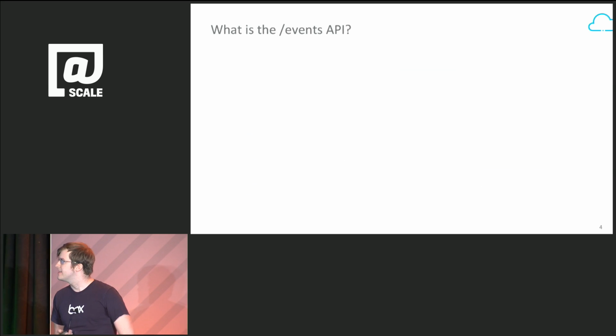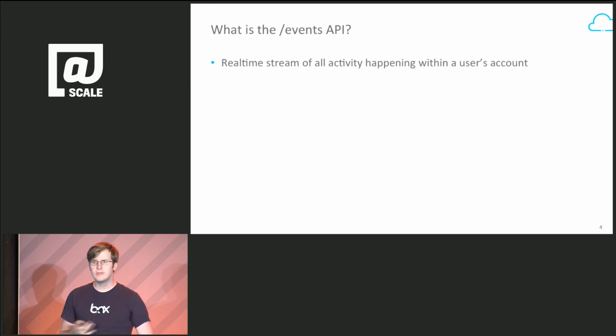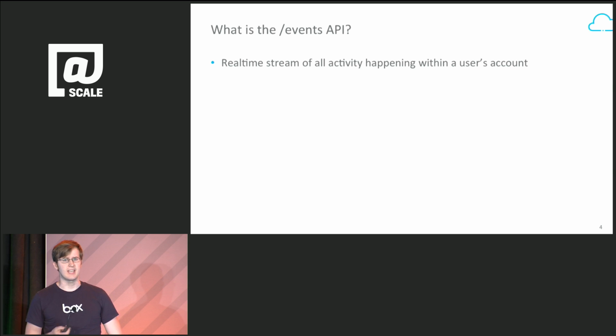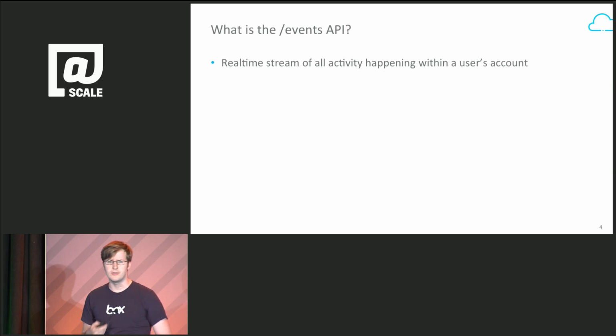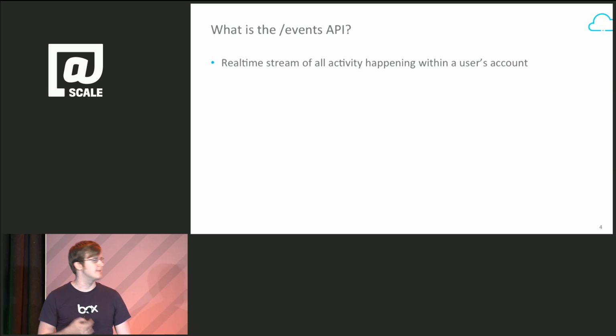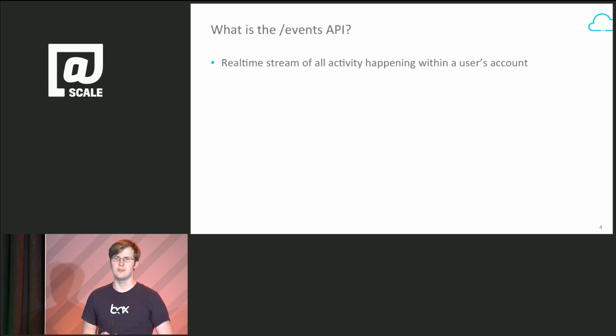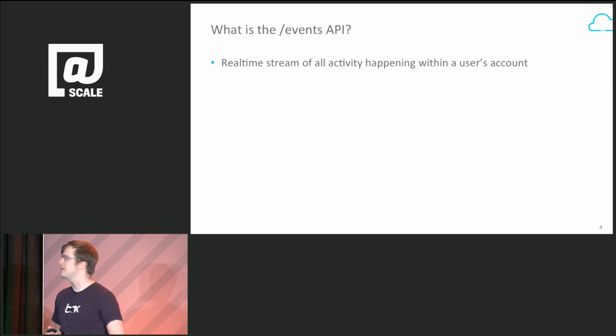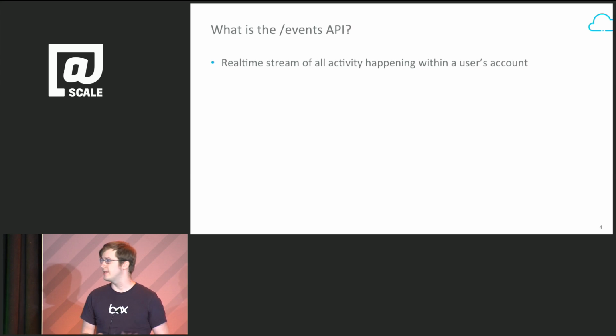So what is our public events API? Basically, it's a real-time stream showing all of the activity that's happening inside a user's account. Whenever there are any uploads, downloads, moves, renames, deletes, et cetera, that happen on content that a user has access to, we'll log an event to that user stream telling what action happened and who performed it.